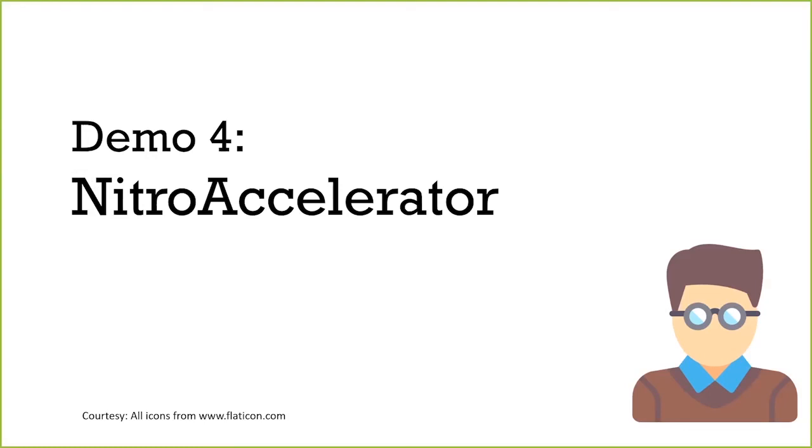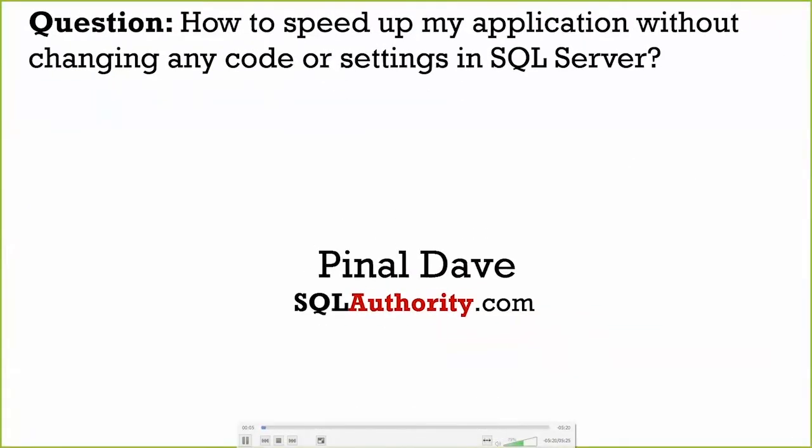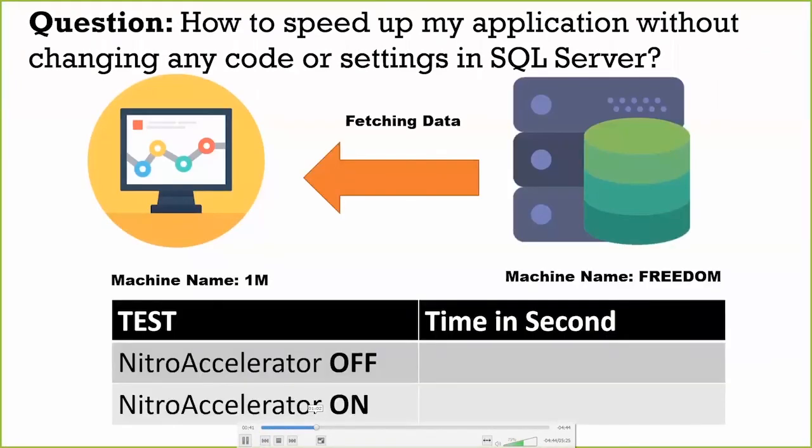So this is what we are going to see right now. The setup is very, very simple. I have a database which is set a little bit outside from my application, and here is my application. From the application, I'm retrieving data, and my data is moving from here to the left side. My application machine name was 1M and my database name was Freedom.